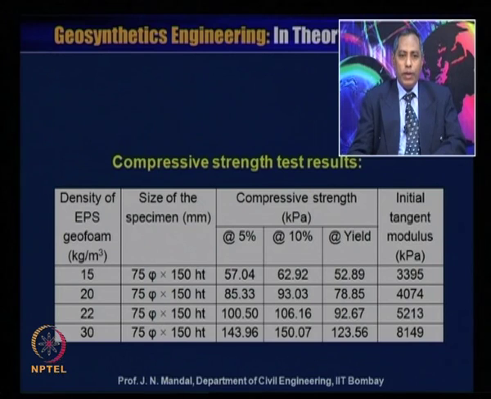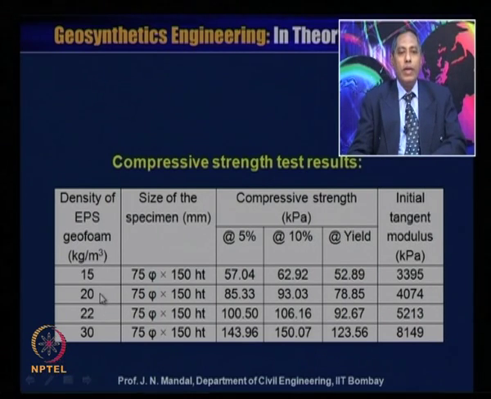So, when the density of the EPS geofoam is 15 kg per meter cube, at 5% strain the compressive strength is 57.04 kilopascal, at 10% the compressive strength value is 62.92 kilopascal, the yield strength value is 52.89 kilopascal, and the initial tangent modulus is 3395 kilopascal.